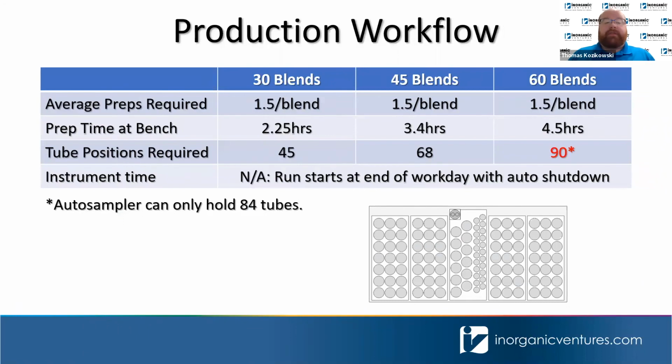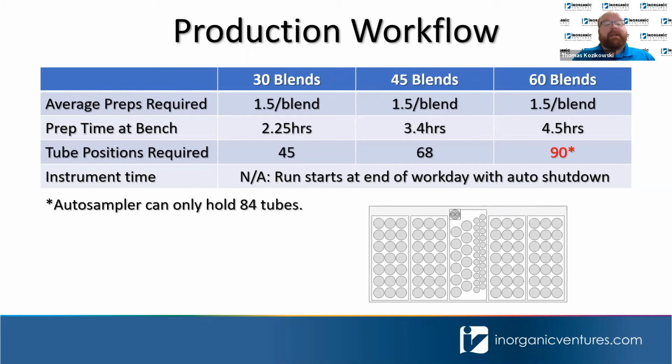So our production workflow, like I said, can range anywhere between 30 blends and 60 blends. We've noticed that, based on the types of customs that we get, our average preps required on a given day would be a pretty steady average of 1.5 per blend. So what that means is, the prep time at the bench for our technicians can range anywhere between 2 hours to almost 5 hours, which is a big change in time. So it's hard to keep them busy on certain days, but then they're too busy on other days.